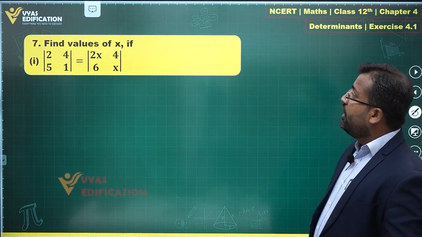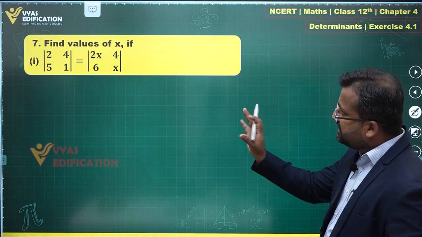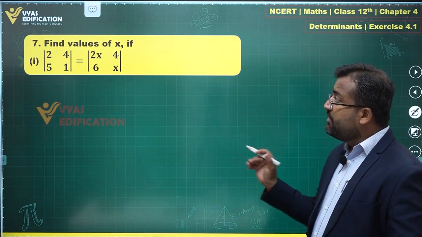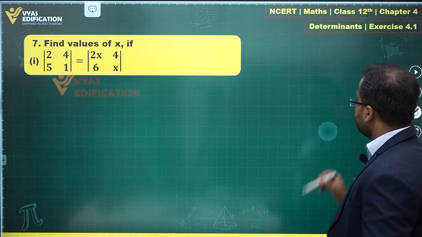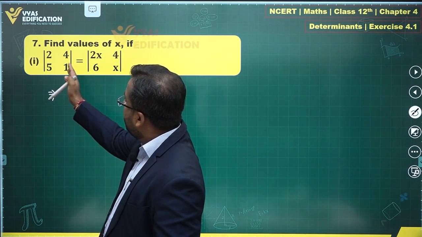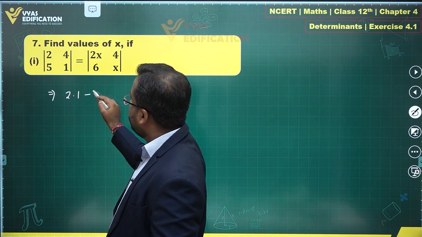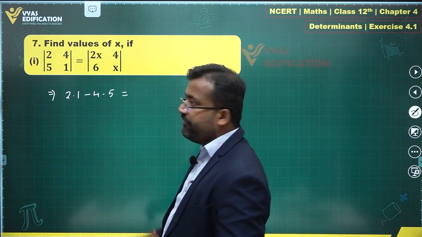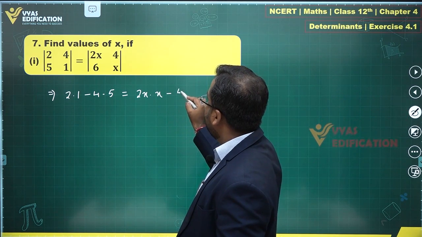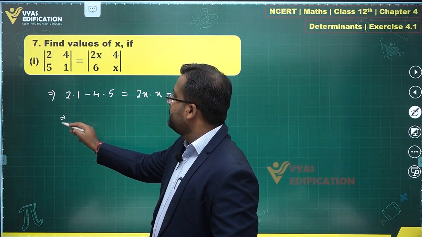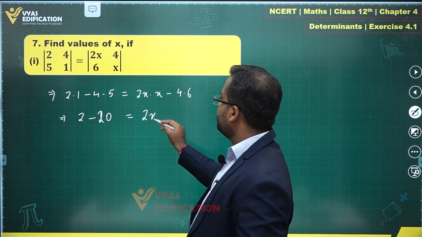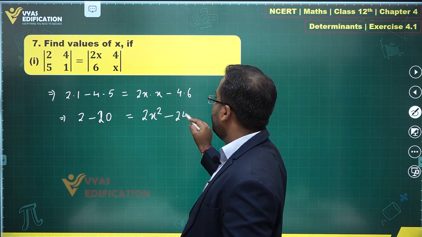Find the values of x, if this determinant is equal to this determinant. Is this similar to matrices? No, this is a slight difference. Determinants have some value, right? So for solving this equation, we'll solve this value. This is 2 times 1 minus 4 times 5. This is the determinant. And what about this? This is 2x times x minus 4 times 6. This becomes 2 minus 20 is equal to 2x square minus 24.